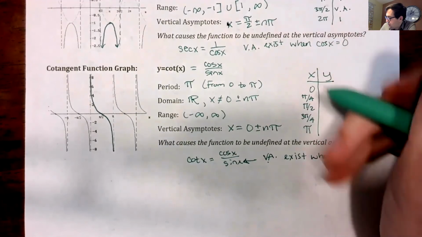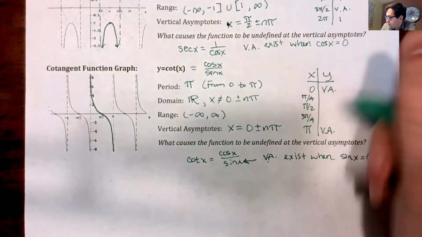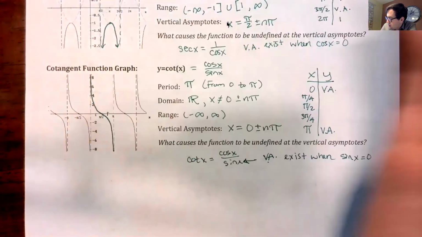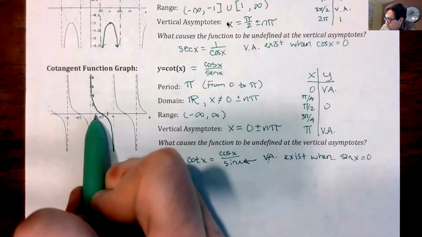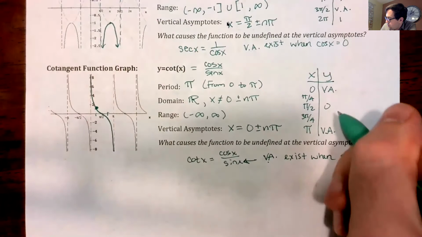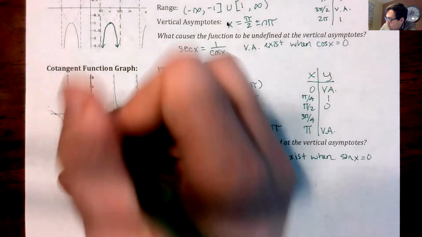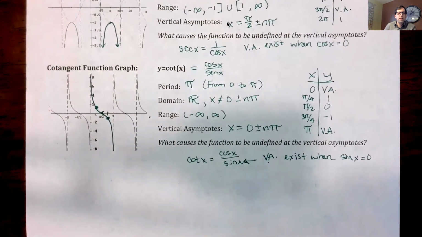And the y values are going to have vertical asymptotes on the edges, because that's here and here. And then at pi over 2, we have a y value of 0. At pi over 4, we have a y value of 1. At 3 pi over 4, we have a y value of -1. Okay? So that's what you would need to plot if you were going to sketch this from scratch.